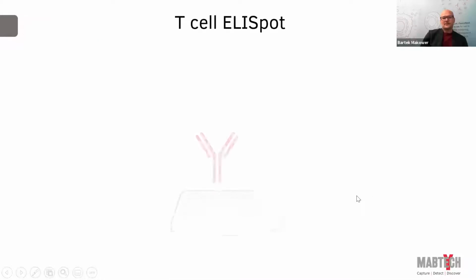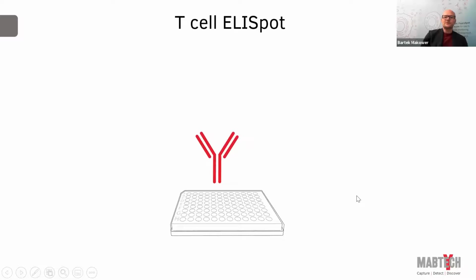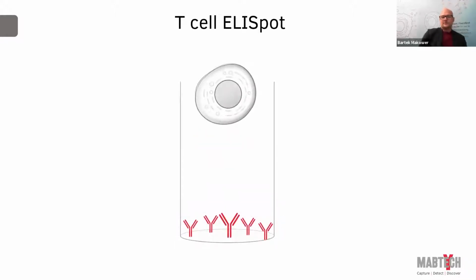So this is a basic cartoon showing how ELISpot works. You have a PVDF plate, 96 well plate, which has high protein binding capacity, much higher than a regular ELISA plate. So we coat this plate with a monoclonal antibody. This antibody then will capture a cytokine. So it's specific for, let's say, interferon gamma.